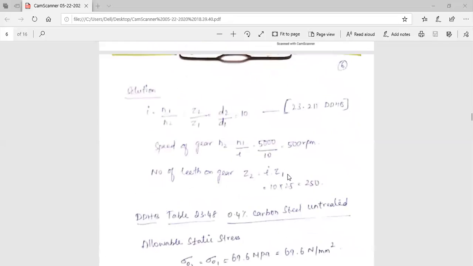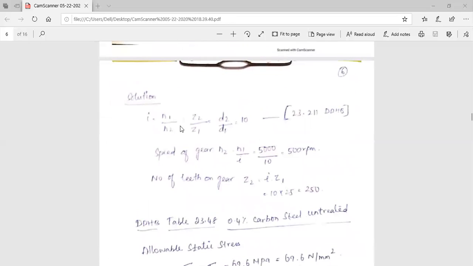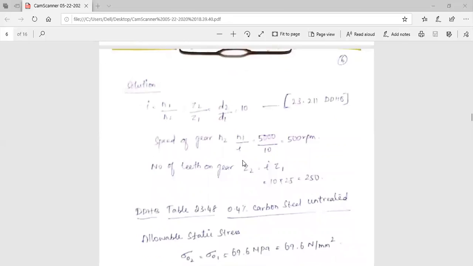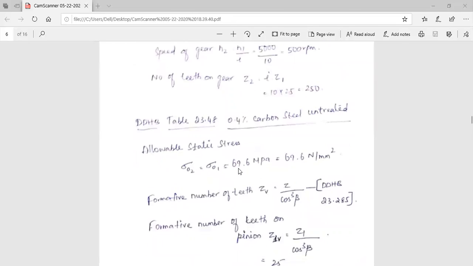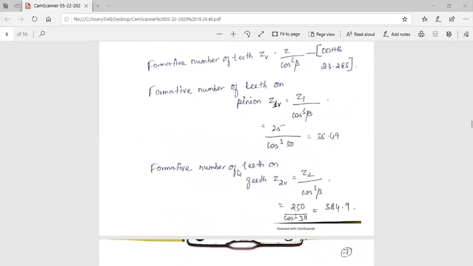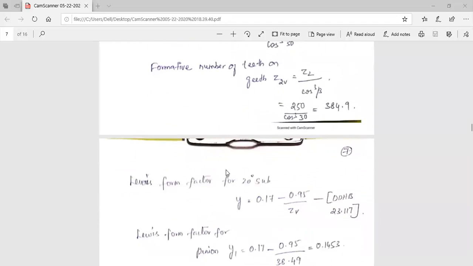So what data have we found? We found the speed of the gear, the number of teeth of the gear, and the virtual number of teeth on the pinion and gear. These are the basic data we found. After that, we find the Lewis form factor, because we should find the weaker member. How do we find the weaker member? Sigma naught, the allowable static stress, multiplied by the form factor, small y.